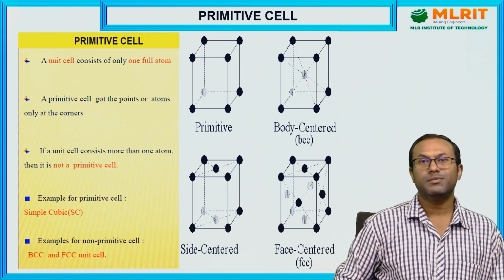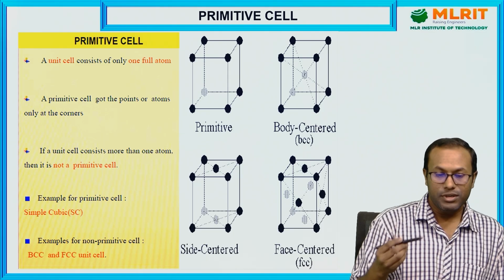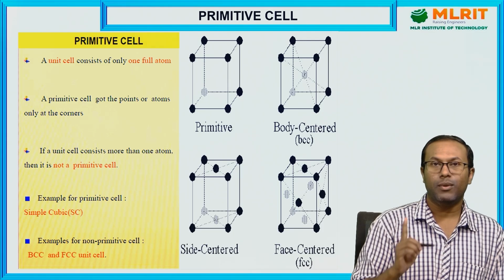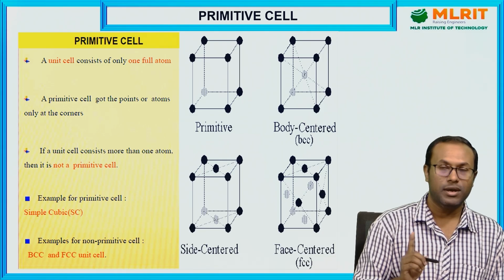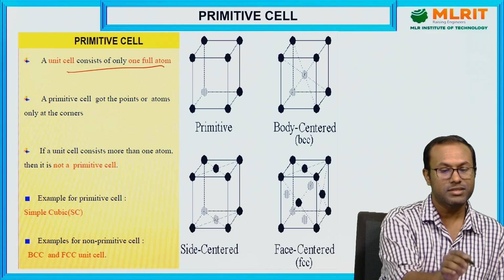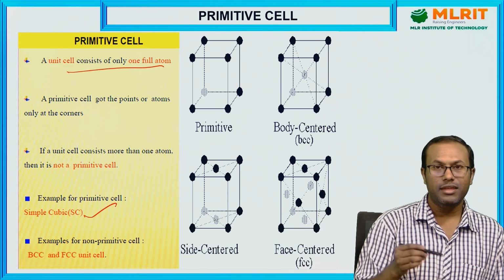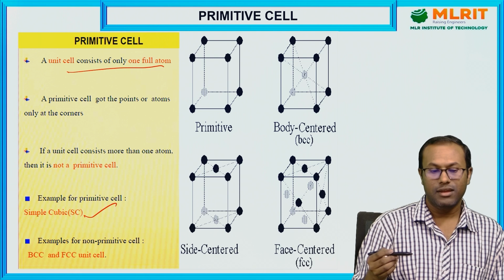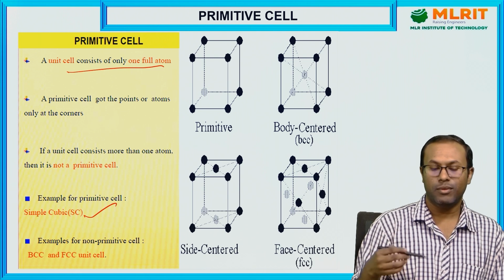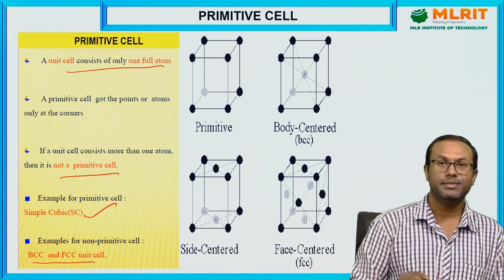Now what is a primitive cell? A unit cell that contains only 1 atom, that is, an effective number of atoms of 1, is called a primitive unit cell. An example is simple cubic. A cell that contains more than 1 atom is a non-primitive cell. Examples are BCC and FCC.